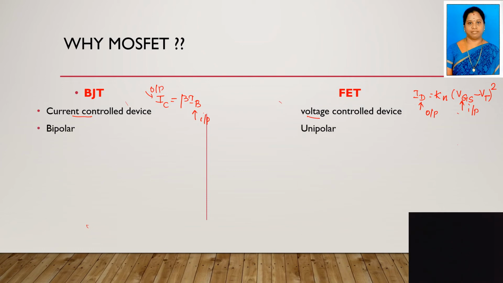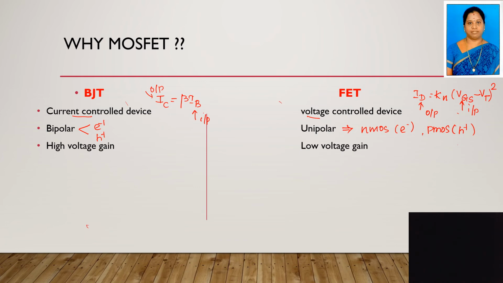The next difference is that BJT is bipolar. Bipolar means the current conduction depends on both electrons as well as holes. Whereas MOSFET is unipolar. That means the current conduction depends upon the majority carrier. In an N-MOS the majority carriers are electrons, whereas in a P-MOS the majority carriers are holes. So the current conduction in MOSFET depends only on the majority carrier, not both, whereas in BJT it depends on both carriers.